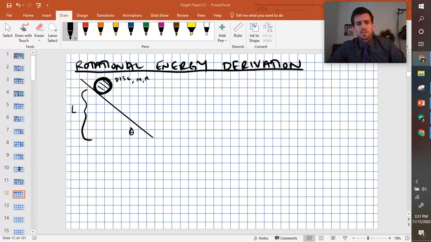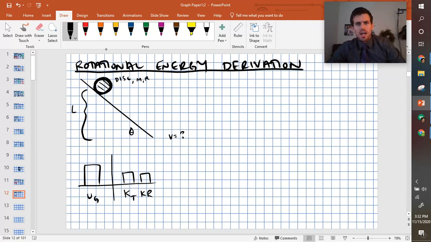So the start of the problem is actually pretty easy. We're trying to find what the final velocity at the bottom is. And so to do that, we'll just start with describing this with an energy bar chart. We can say at the beginning, we have gravitational potential energy. And at the end, we're going to have some translational kinetic energy and some rotational kinetic energy.